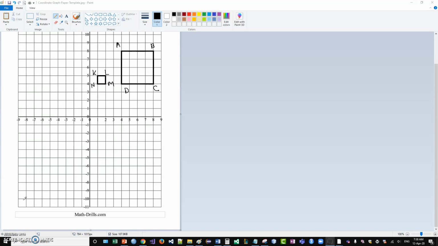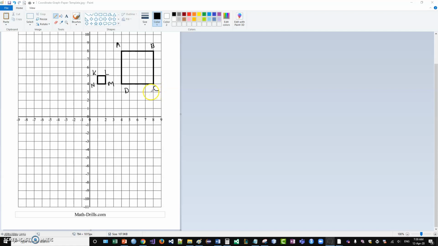Alright, let's look at this exercise. We want to see if figures A, B, C, D, and K, L, M, N are similar polygons. Pause the video and try to think about this. If your answer is yes, you're correct. As we can see, if you dilate this by a scale factor of 0.25 or 1/4, you get this. Okay, so let's try that.